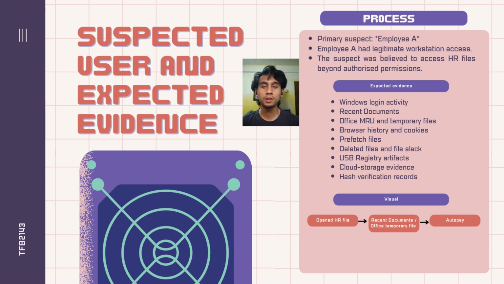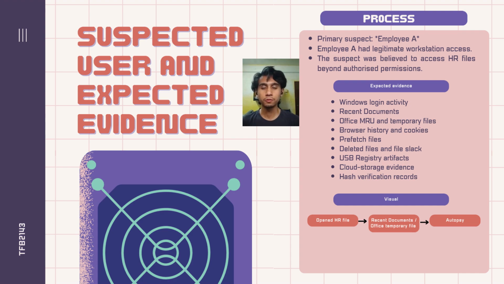To prove or disprove this, we targeted specific forensic artifacts, including user and file activity, which are the Windows login logs, recent documents, and Office most recently used entries. Next are execution and network artifacts, which are the browser history and cookies, and also the cloud storage connection evidence. Next are the storage artifacts, which were the deleted files, file slack space, and USB registry entries. The last one is the integrity hash verification records, to ensure no evidence was tampered with.